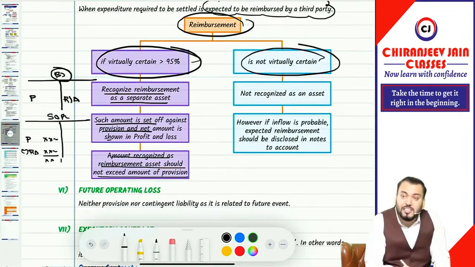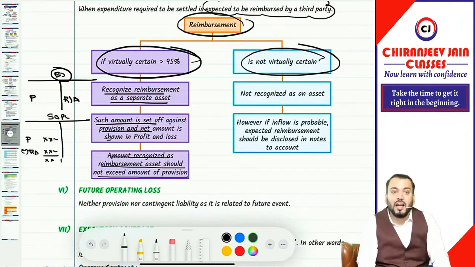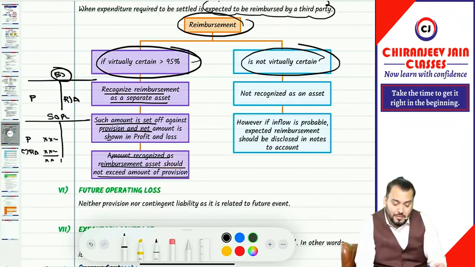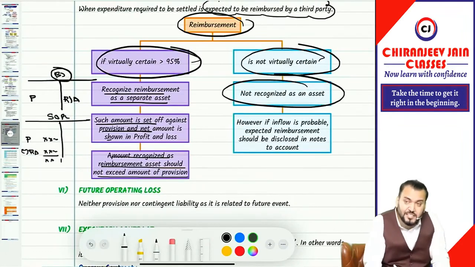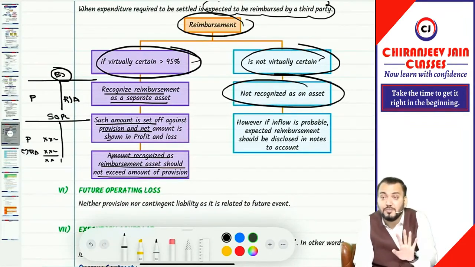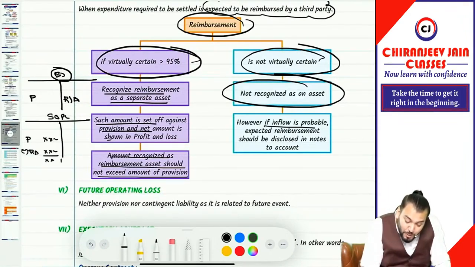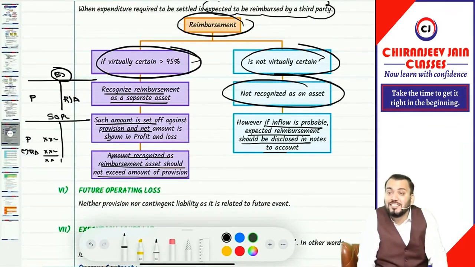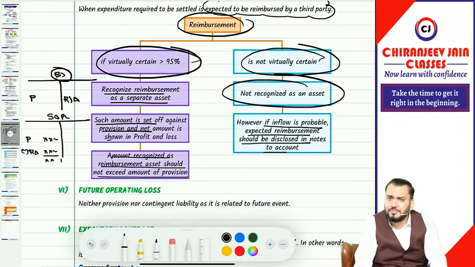If it is not virtually certain, then either it will be probable or not probable. Correct? Not recognized as an asset means do not recognize such reimbursement as an asset in the balance sheet. But if the inflow is probable, the expected reimbursement should be disclosed in the notes to accounts as a contingent asset. As a contingent asset. Understood? Have you understood?